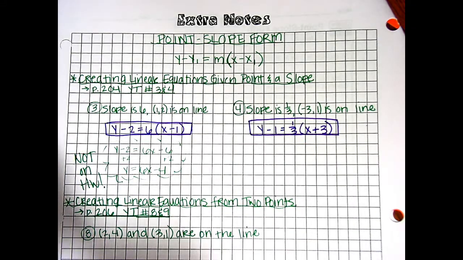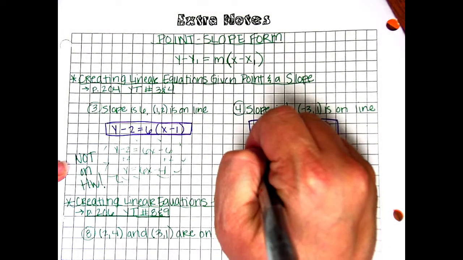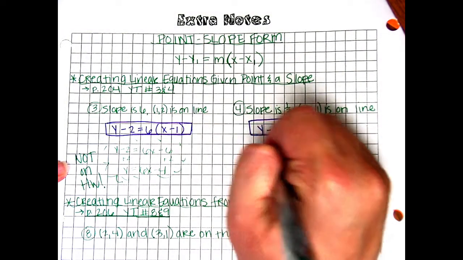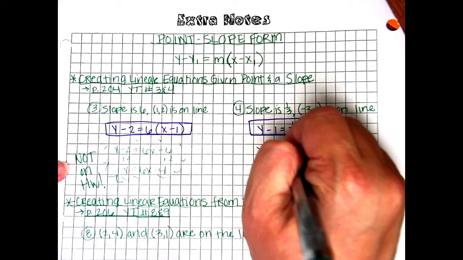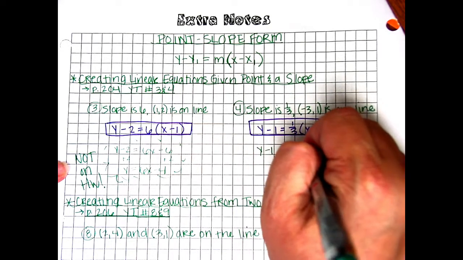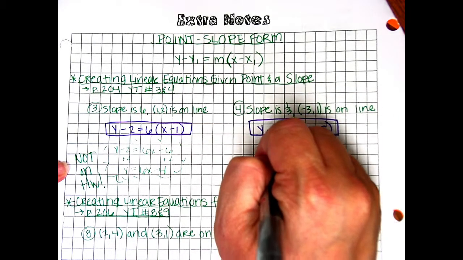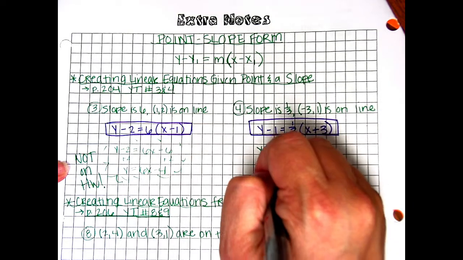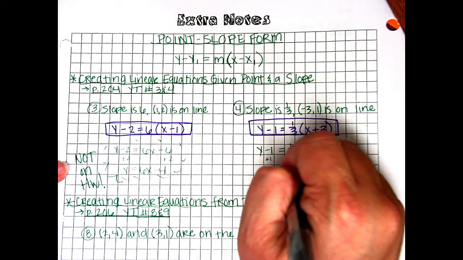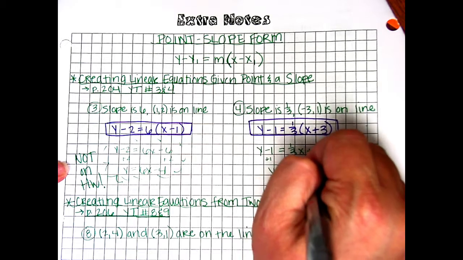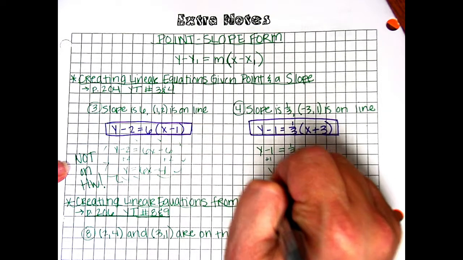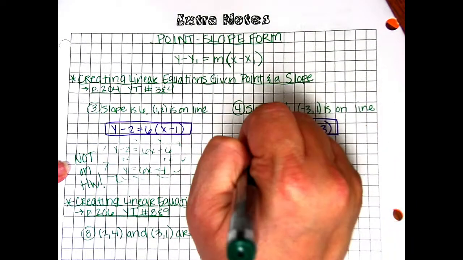And if I were to solve it to put it in slope-intercept form, I would have y minus 1 equals 1/3 x plus 1. And add 1 to both sides. So y equals 1/3 x plus 2 would be the equation in slope-intercept form.